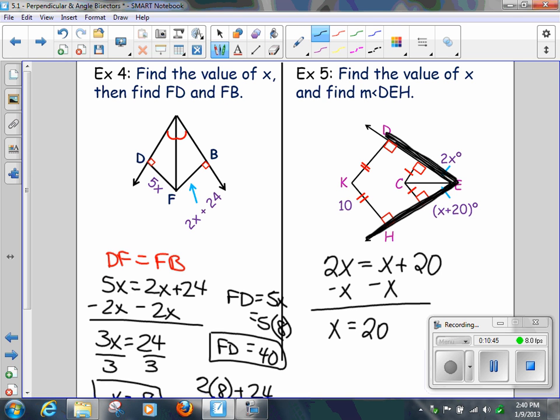Hold on. How do I even get there? I got to plug it in, and then I have to add them together. So 2 times 20 is 40. I'm going to put 40 right there. 20 plus 20, of course, is 40, which means that whole thing is 80, right? Questions? Questions at all? Yes?